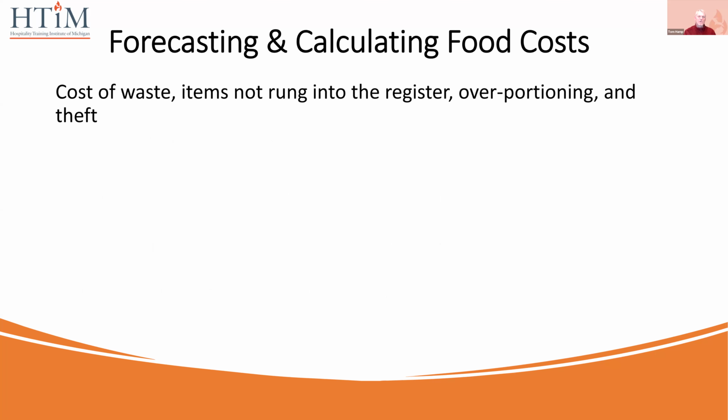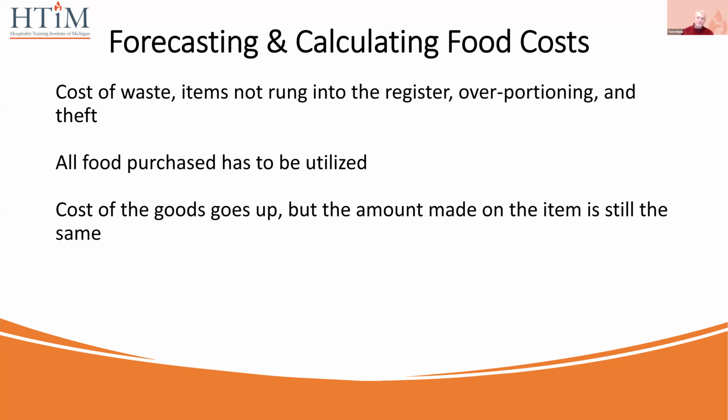So there is some cost of waste, right? Items that, and this could be just mistakes, right? Items not rung into the register because we're in a hurry, we're busy, that kind of stuff. Over portioning, theft, that all can be factored into it. We try to have all the food that is purchased to be utilized, but we know that's not possible to use all 100% of it. We try to do it though.